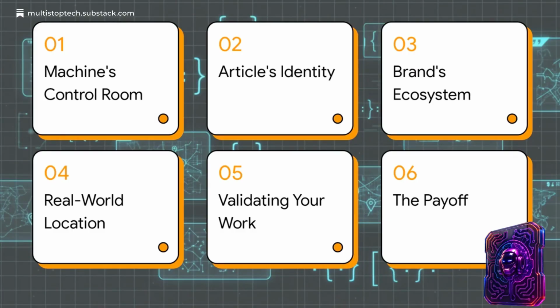So here's our game plan. First, we'll find the machine's control room. Then, we'll build out your article's identity. From there, we'll connect it to your brand's whole ecosystem, ground it in a real-world location, and then, the most important part, we'll validate everything to make sure it works and see the amazing payoff.